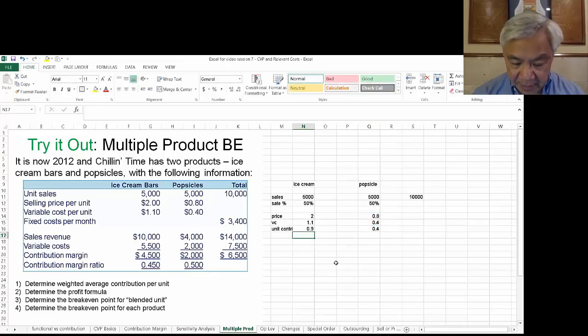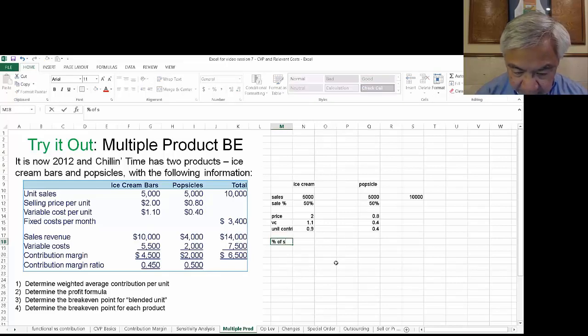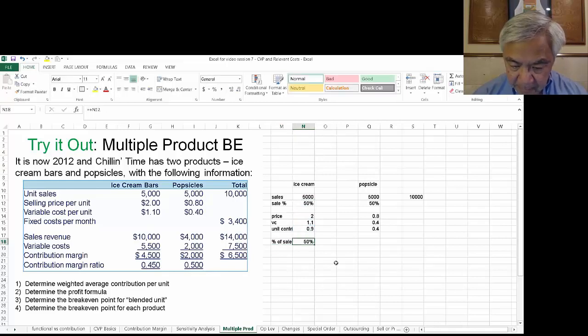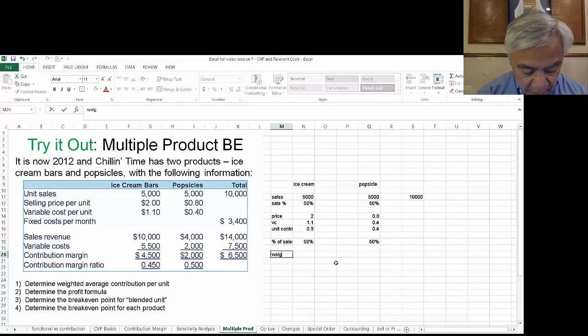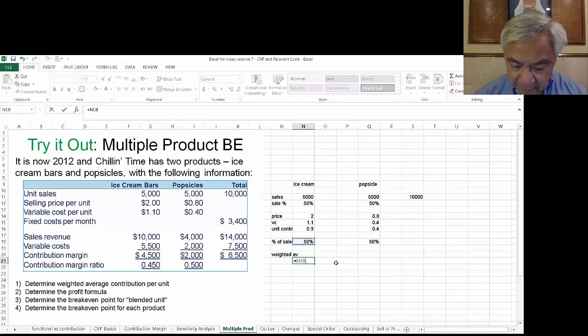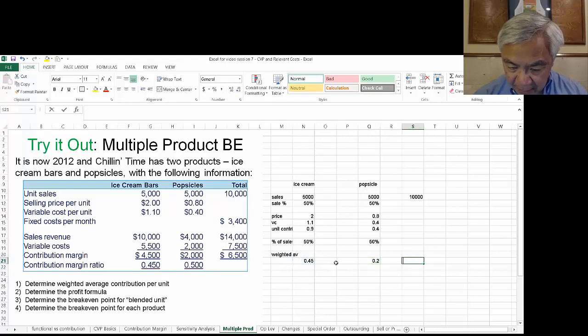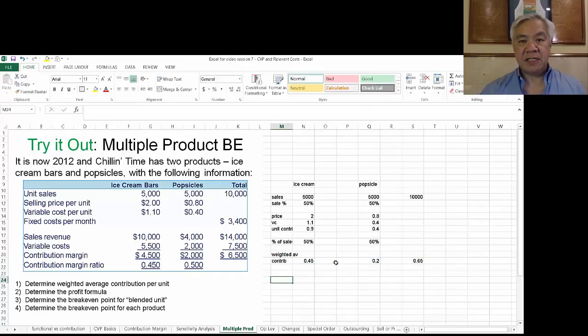Now we blend it by the percentage. Percent of sales, and that was 50%. And we do it for both. So then we multiply to get the weighting. So this is the weighted average. And so that is 50% times unit contribution there. Same thing for popsicle. And now we can add them. That plus that. So this is the weighted average. So now we know it's 65 cents per unit.